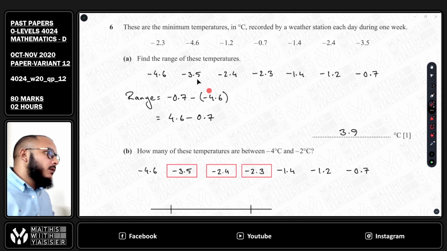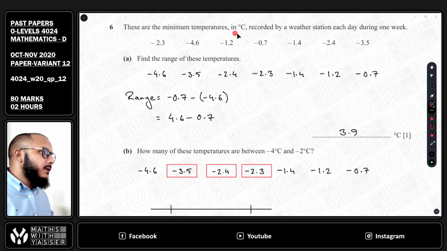Question number 6. These are the minimum temperatures in degree centigrade recorded by a weather station each day during 1 week. Find the range of these temperatures. So first we need to look at the data. These are the raw data. So first we need to arrange them in ascending order, and then we can find the range. So amongst these numbers, minus 4.6 is the least, and then we have negative 3.5, then negative 2.4, negative 2.3, negative 1.4, negative 1.2, and then finally negative 0.7 is the highest one.